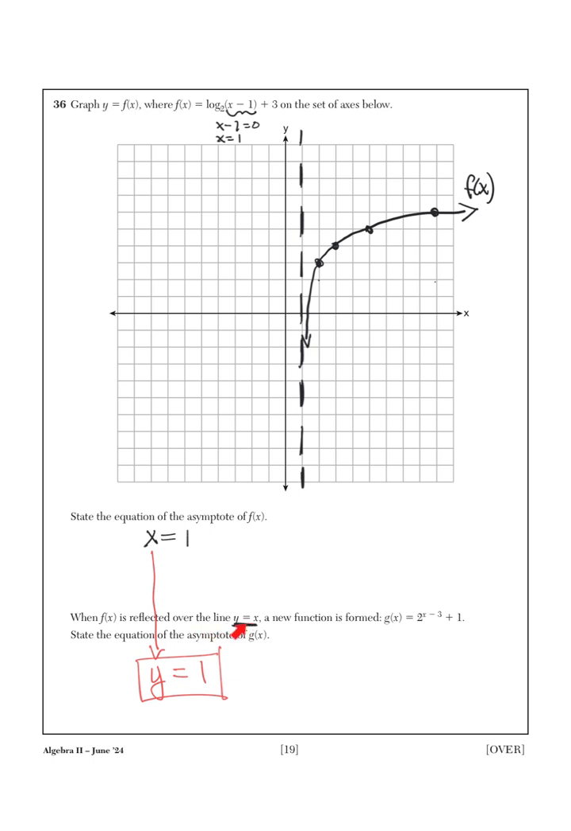When you reflect something in the line y equals x, that's a fancy way of saying inverse. And inverse means we switch y and x. And that's what I just did right here. I switched y and x.